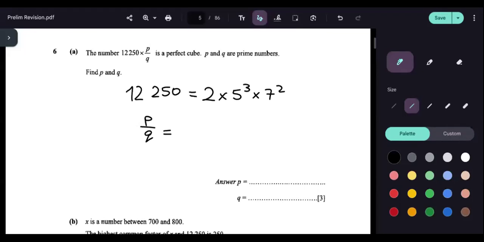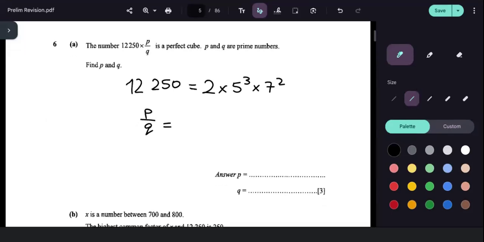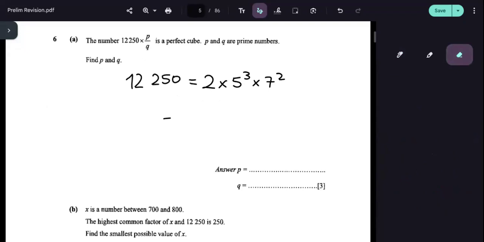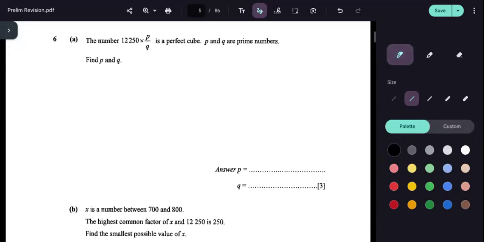This one I stopped halfway. Let me clean this up because this was from my previous class. The number 12,250 times P over Q is a perfect cube. P and Q are prime numbers. Find P and Q. For this one, you will need to factorize 12,250. Can I get all of you to factorize this out?